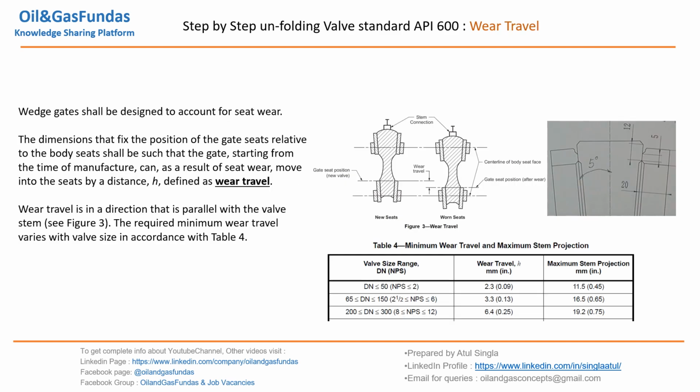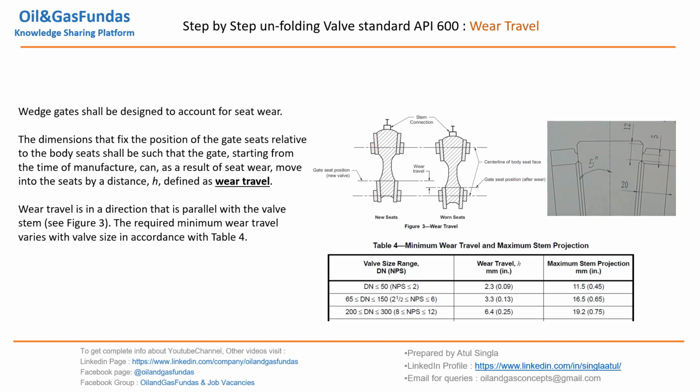Now this is a very important aspect: wear travel. API 600 covers the wear travel distances based on a table, but let us first try to understand what wear travel is. If you see here, this is the gate which is moving up and down to close or open the valve. This is the seat which is supporting the gate when it comes down or up. So when we operate this valve a few times during the life of the project, it may wear off. There will be friction between the two and it may damage the seat.